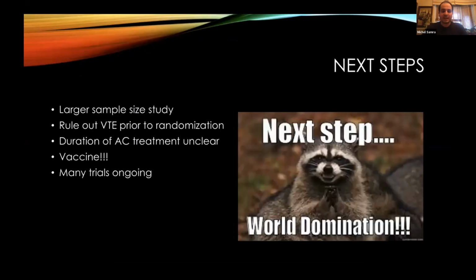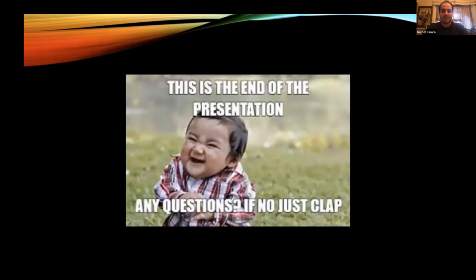This is just the same slide again. Next steps, we're going to do larger sample size. There's going to be a vaccine, hopefully, that's great. And next study, they should also rule out thromboemboli prior. And that's the end. Resources, any questions? Sorry, I know that was really fast.